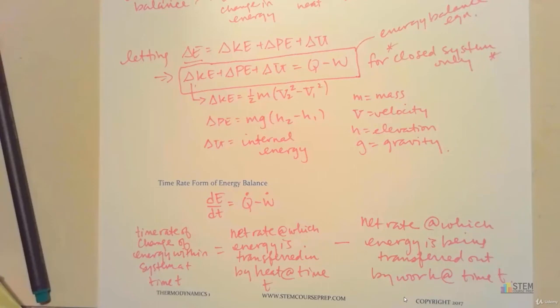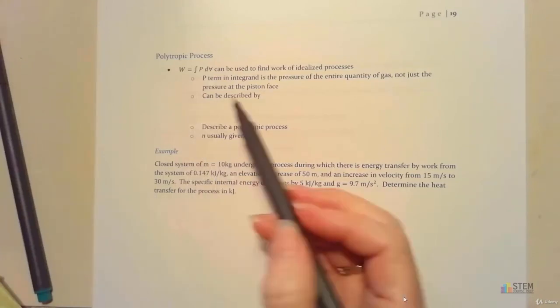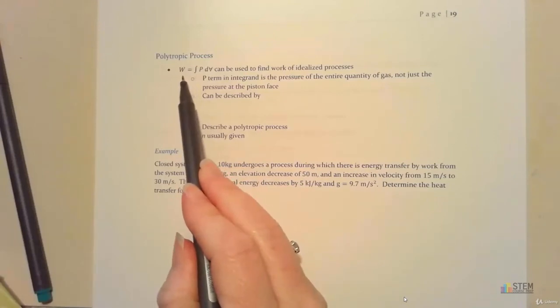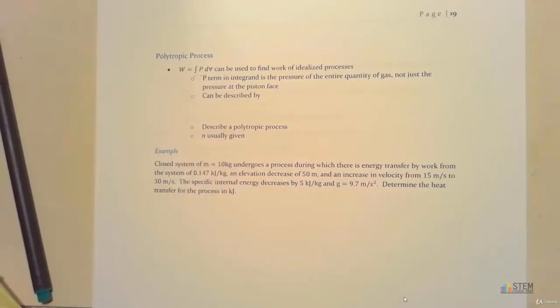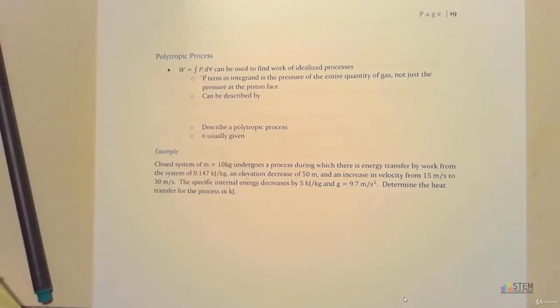Okay. Now last thing I want to talk about before we get to examples is something called a polytropic process. We're going to talk about this because we're going to have these in quite a few of our examples. Now we've got this equation right here, our work equals the integral of pressure times the change in volume. That can be used to find the work of an idealized process. This P term in the integrand is going to be the pressure of the entire quantity of gas, not just the pressure at the piston face.